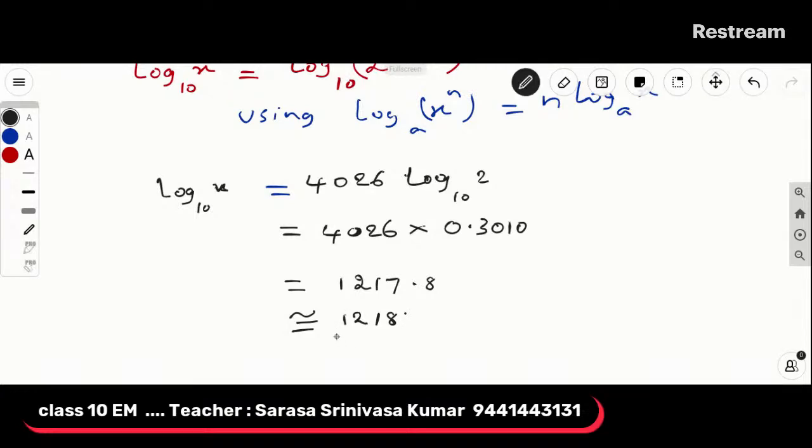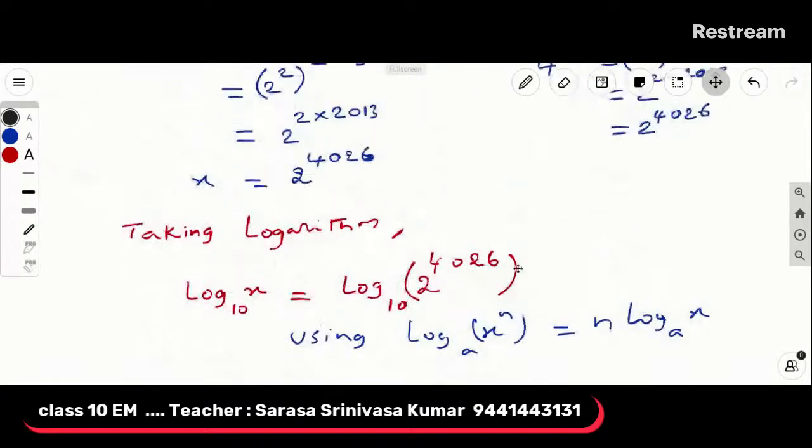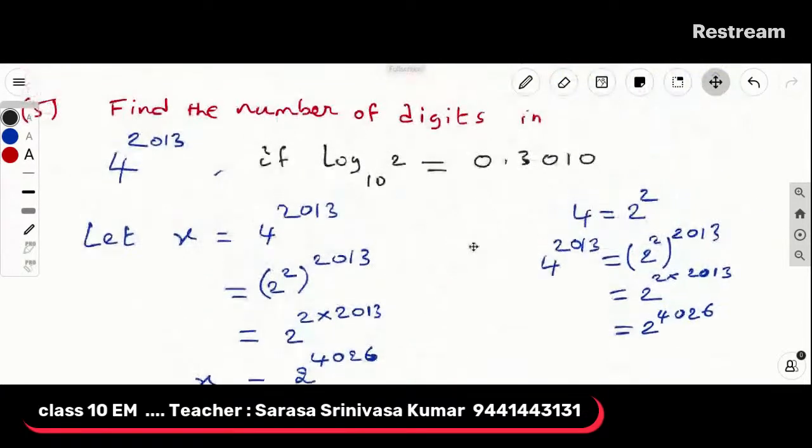So how many digits are there now? Here let us see the problem. 4 to the power of 2013. Find the number of digits in it. If log 2 base 10 equal to 0.3010.